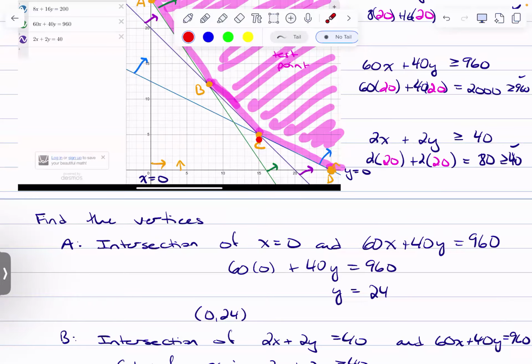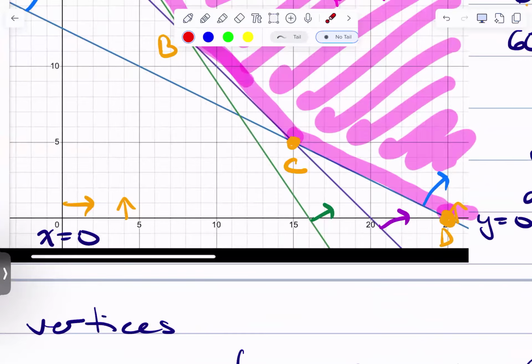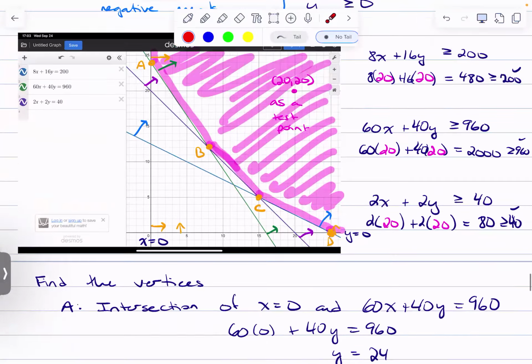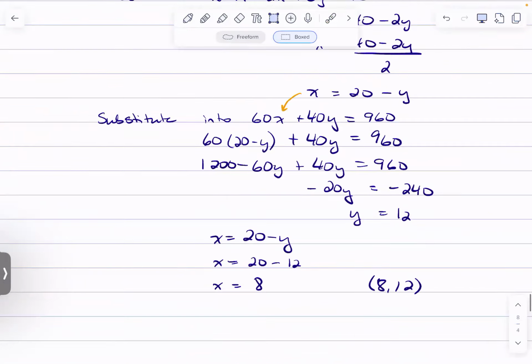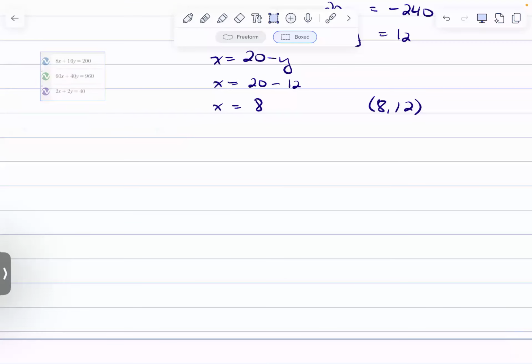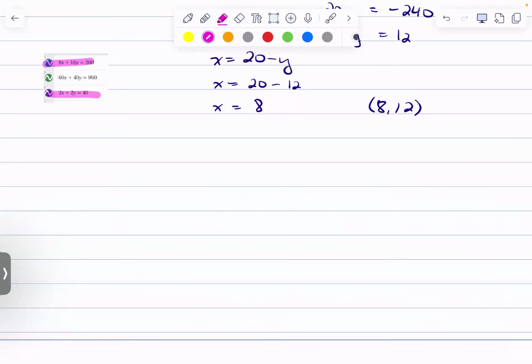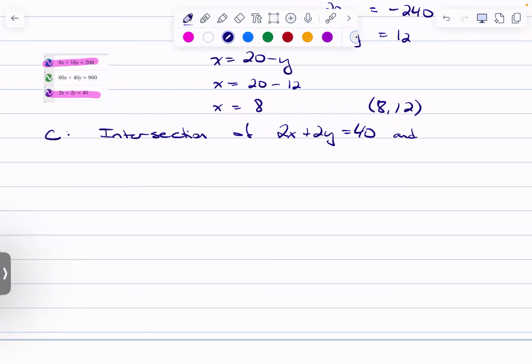C. C is the intersection of the purple line and the blue line. Let's see here. I'll just copy these so that I don't have to scroll around so much. And I want the purple line and the blue line. That's just for me. I'll delete that in a bit here. So C is the intersection of 2x plus 2y is equal to 40, and 8x plus 16y is equal to 200.